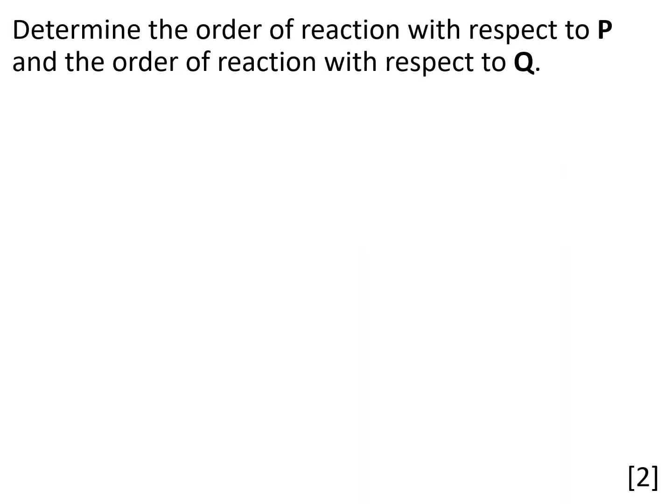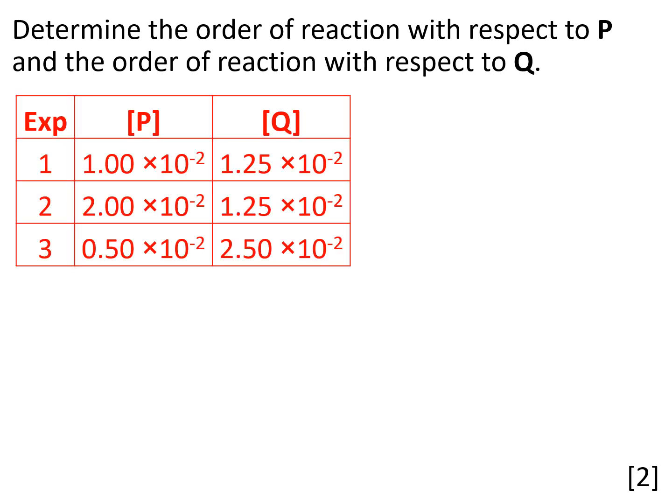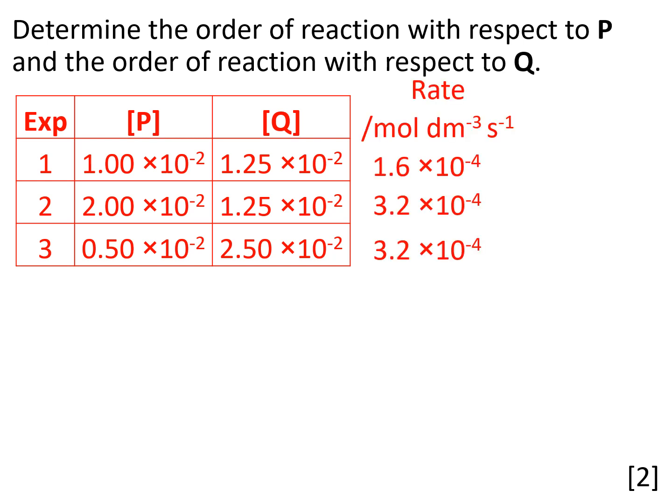So the next part of the question is asking us to determine the order of reaction with respect to P and the order of reaction with respect to Q. So I've abridged the information from experiments 1, 2 and 3, and I've also given us the rates of reaction. So that should be enough to enable you to do that. If you'd like to pause the video and press play when you're ready for the answer.